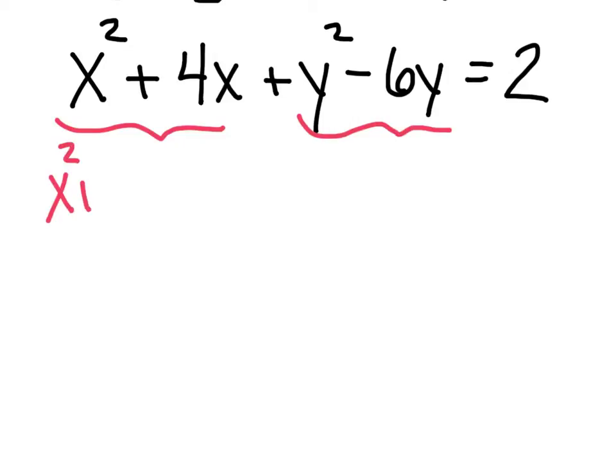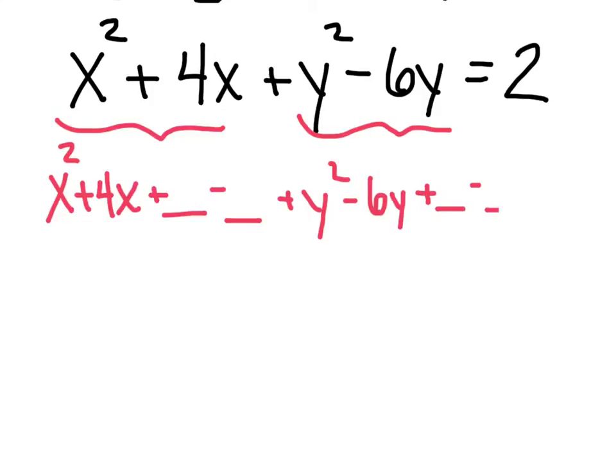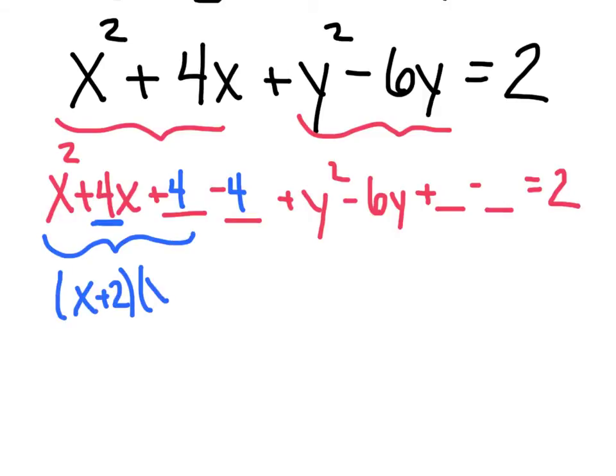So I've got x squared plus 4x. I want to add a number, subtract the same number, plus y squared minus 6y. Add a number, subtract the same number, equals 2. When I complete the square for the x's, I'm taking that 4, dividing it by 2. That gets me 2, and 2 squared is 4. So these 3 terms turn into x plus 2 and x plus 2. And I have this minus 4 hanging out. I've only used these 3 terms.